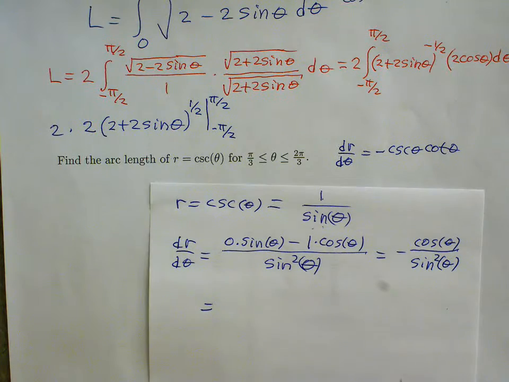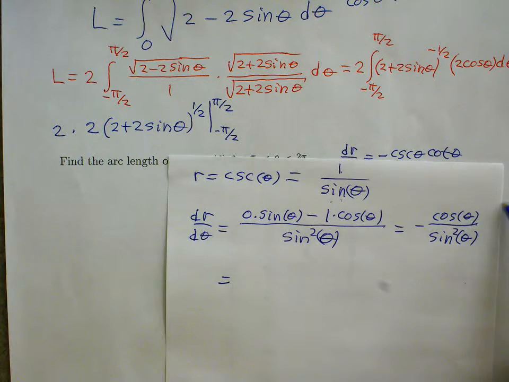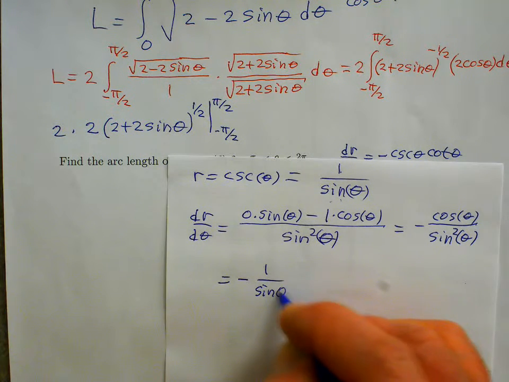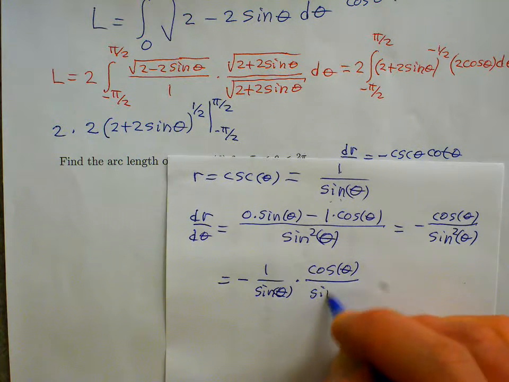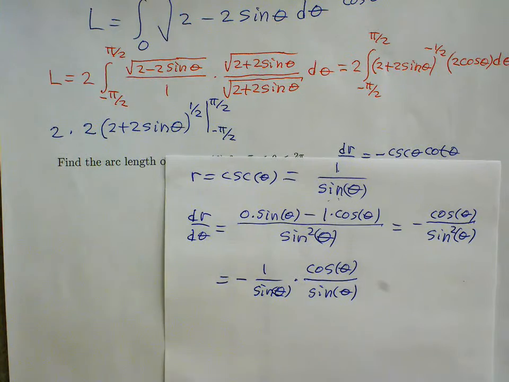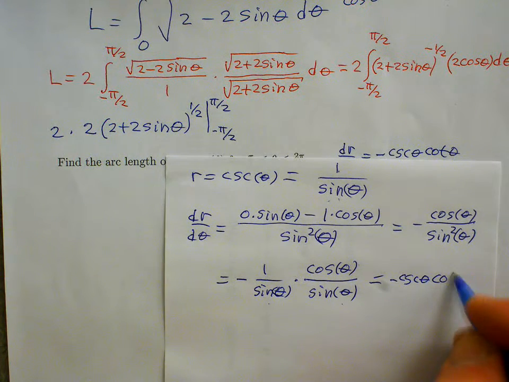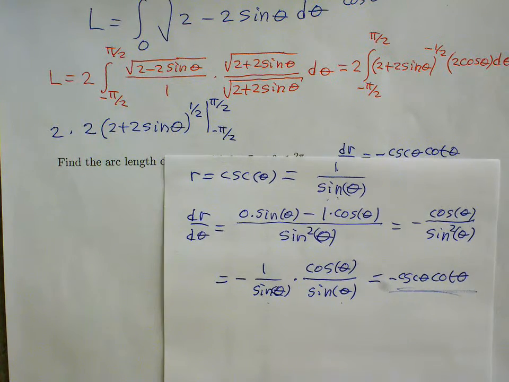But somebody at some point decided it's better to think of negative cosine of theta over sine of theta squared as negative 1 over sine of theta times cosine of theta over sine of theta. So we're all in agreement so far? And negative 1 over sine of theta is negative cosecant of theta, and cosine of theta over sine of theta is cotangent of theta. So this has become the conventional way to write the derivative of cosecant of theta. It's not the only way, but it's the one that you see the most often.